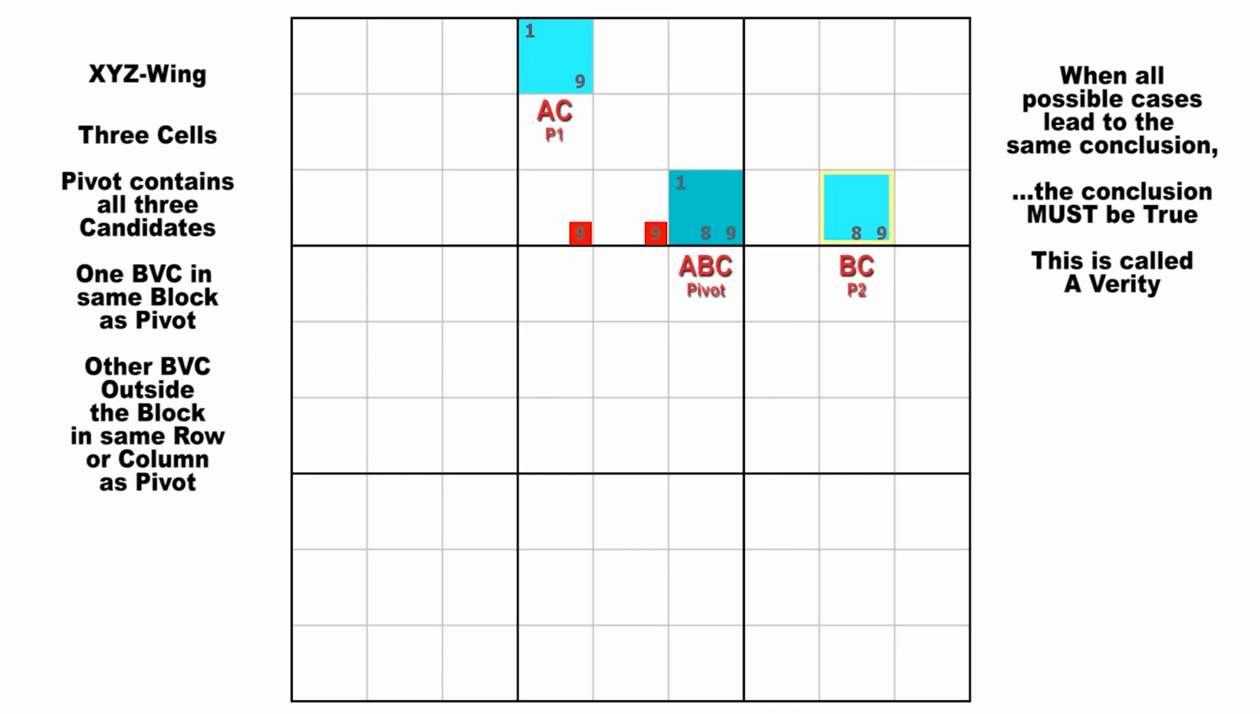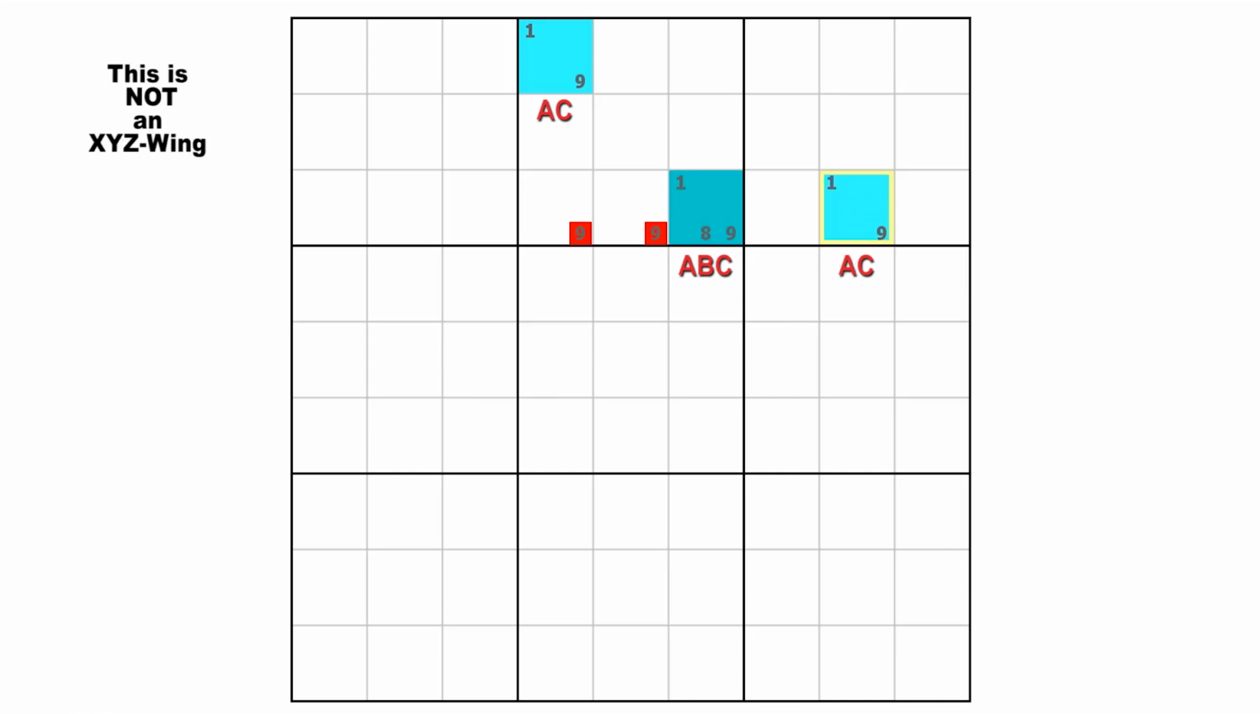Now here is why pincer 2 cannot be 1 and 9. If this were the case and you solved the pivot cell for 8, then these 2 blue cells could both be 1, and that would not negate the 2 red colored 9s. So that can't be. That is not an XYZ wing.